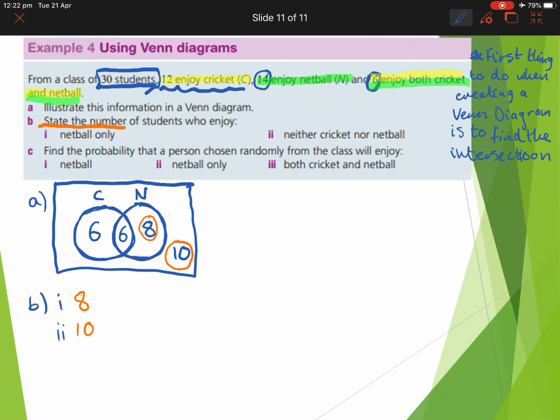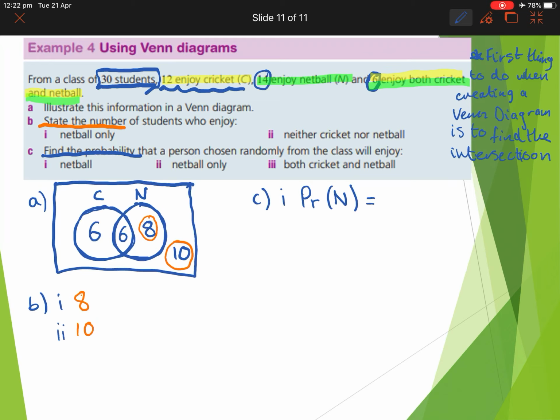And last one, we've got C. Find the probability that a person chosen randomly from the class will enjoy. The key part for this is find the probability, so we want to use this PR. For the first one, we want to find netball. So the probability that they like netball.